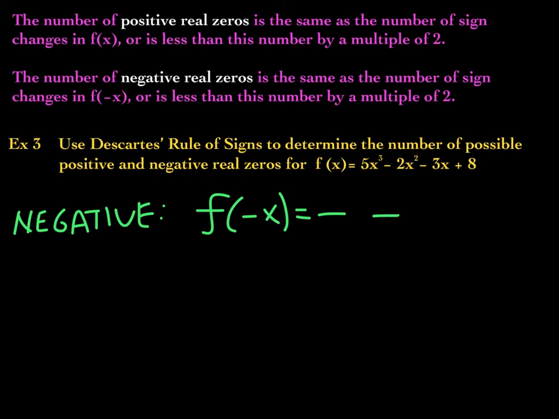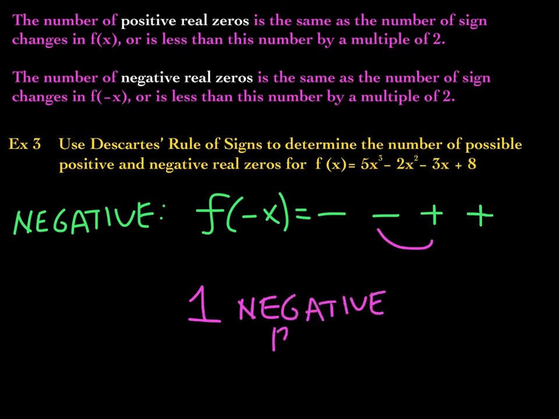The next term, if you substitute negative x for x, you're going to have negative 3 times negative x, which will give you a positive. And then the last term is just positive 8. All right? Let's count our sign changes. This is a sign change. Oh, and that's it. So you only have one sign change. That means you only have one negative real zero. That's it.